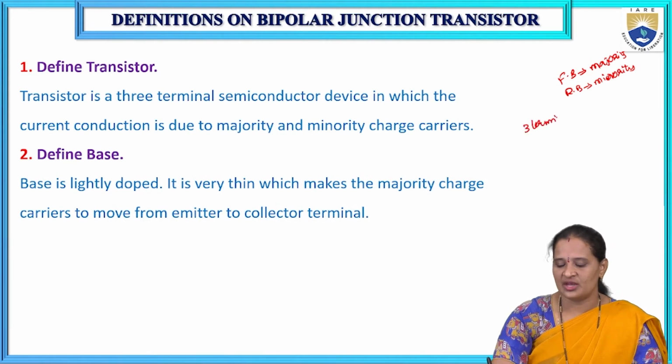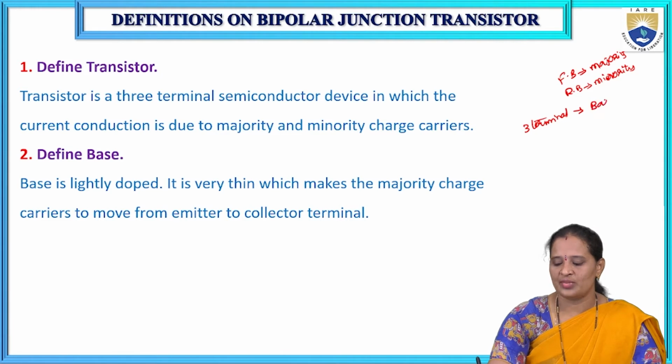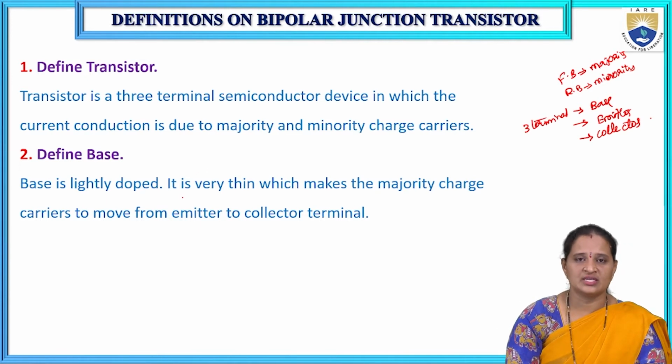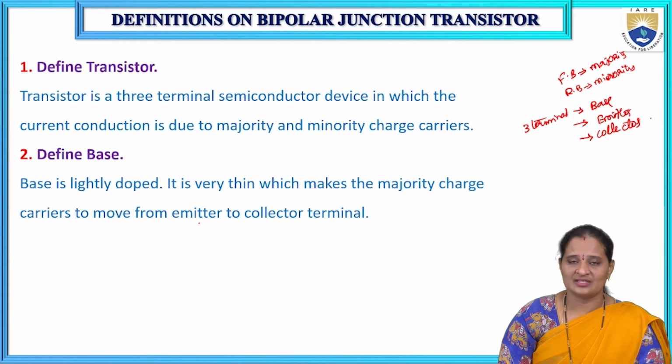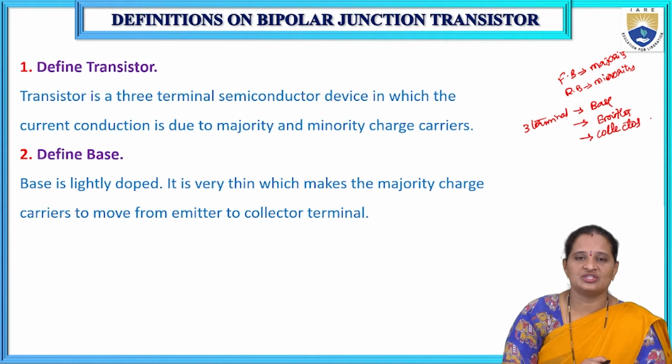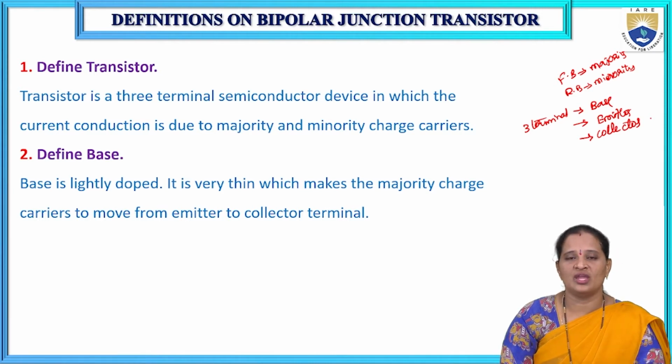What are the three terminals? The three terminals of a transistor are base, emitter, and collector. Now let us see what is base, what is emitter, and what is collector. First, define base. Base is a terminal of the transistor which is lightly doped and very thin, which makes the majority charge carriers flow from the emitter to the collector terminal. The main functionality of the base terminal is to make the charge carriers move from the emitter terminal to the collector terminal.